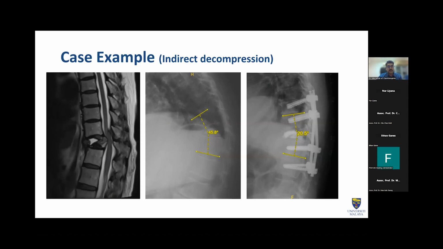This is a case example whereby the patient had a T11 fracture with cleft compressing on the spinal cord. Indirect decompression was achieved using the MIST technique and percutaneous cement vertebroplasty.